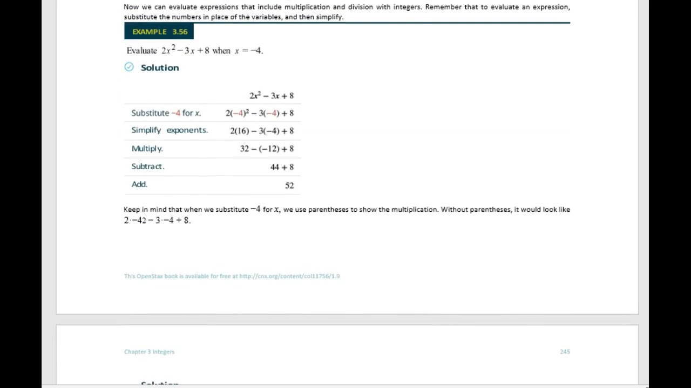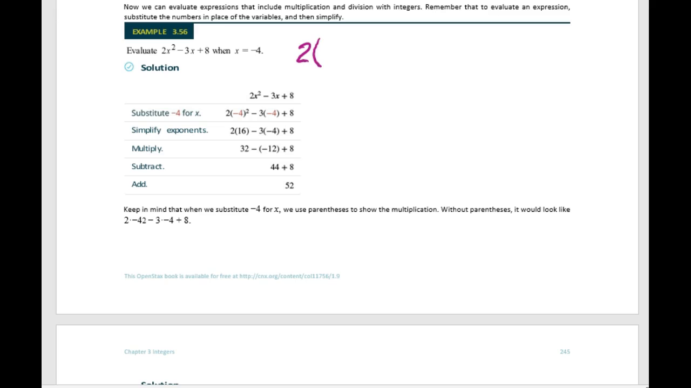So now we're going to be evaluating, right? And that is that other learning target that we're dealing with. When we're evaluating, we plug in. That means take whatever you have and plug it in. And here it's really important to use your parentheses. So evaluate this expression, and I know it's an expression because I don't have an equal sign, when x equals negative 4. So that just tells me anywhere there was an x, plug in a negative 4. And you want to make sure and use your parentheses.